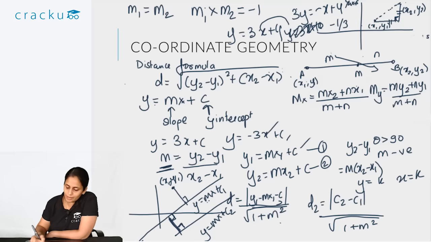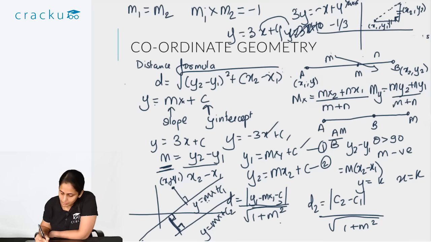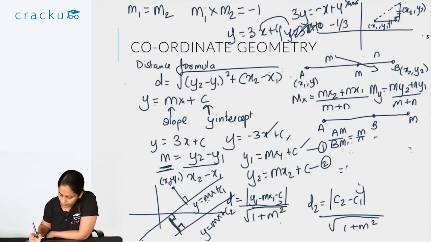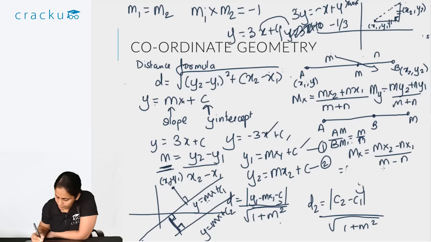Now suppose M divides AB externally. So what do I mean by externally? This is AB and M lies outside, over here, in such a way that AM by BM is equal to m by n. In this case, Mx is equal to (m·x2 minus n·x1) divided by (m minus n), and My is equal to (m·y2 minus n·y1) divided by (m minus n).